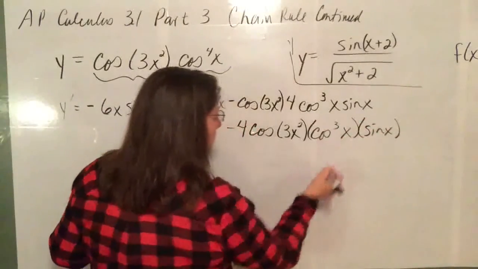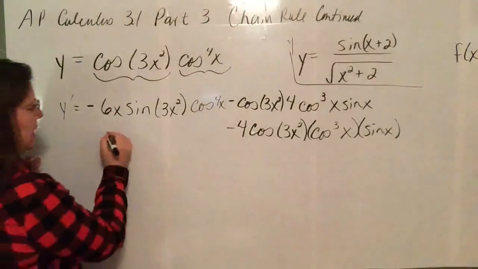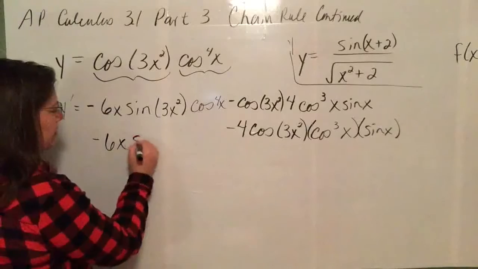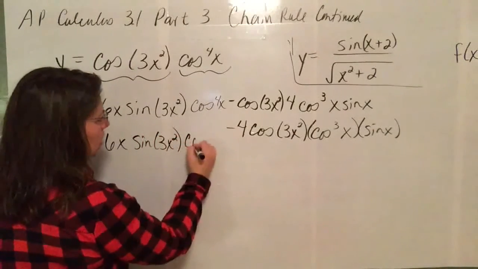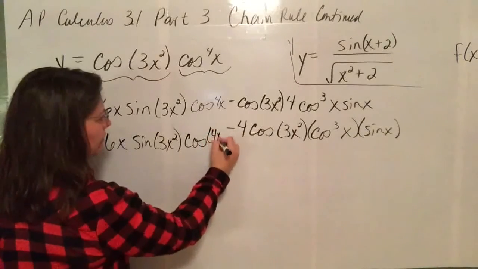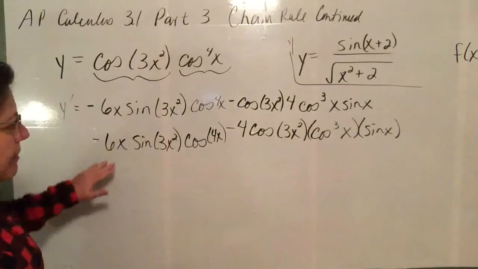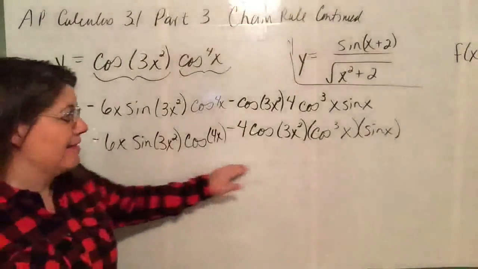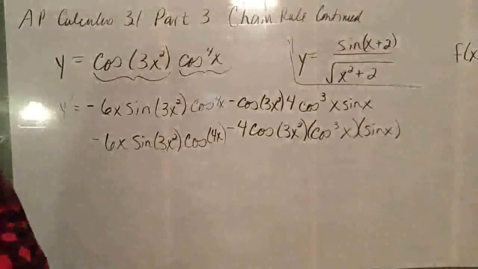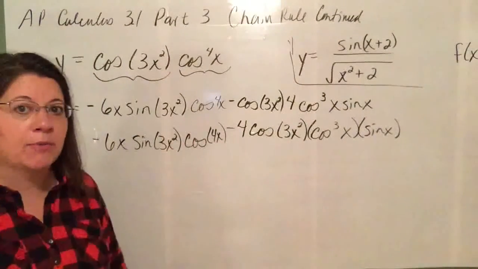And it's probably a good idea to put all that stuff in parentheses. And I could bring this down, negative 6x sine 3x squared cosine 4x. And then, we could look and see if they have anything in common, and it doesn't look like they do. So I think that for that one is all we can do. I could take out a 2, but that's really not going to help us any. That's just going to make it more complicated.